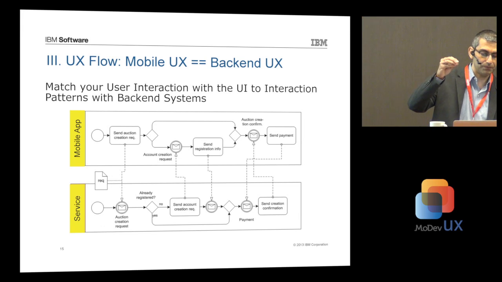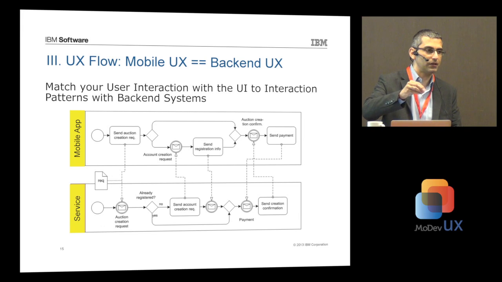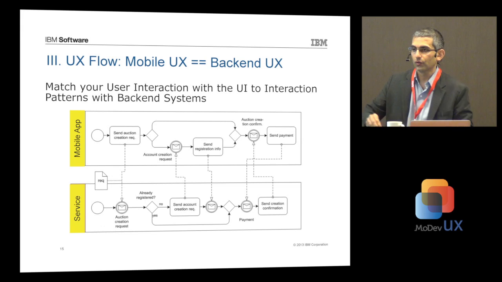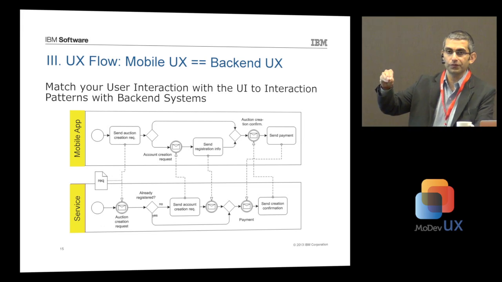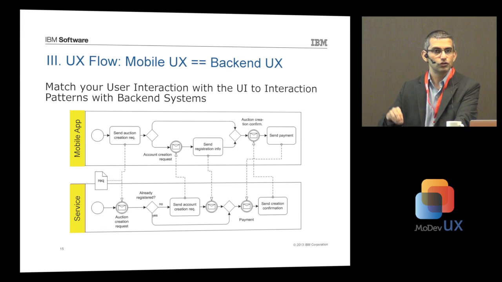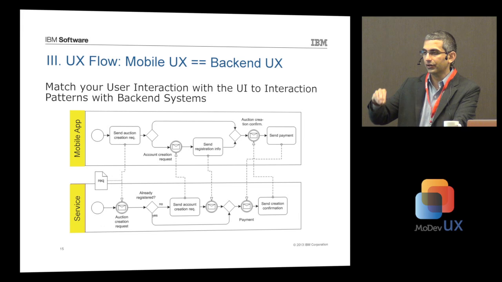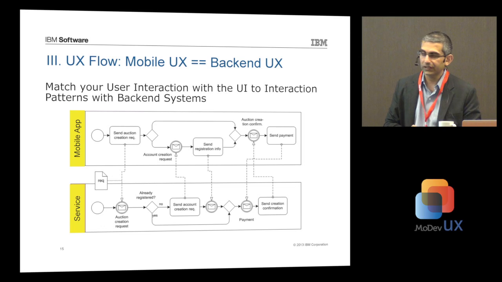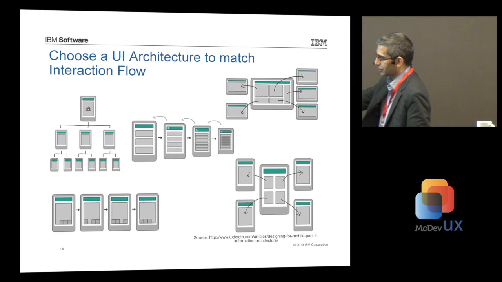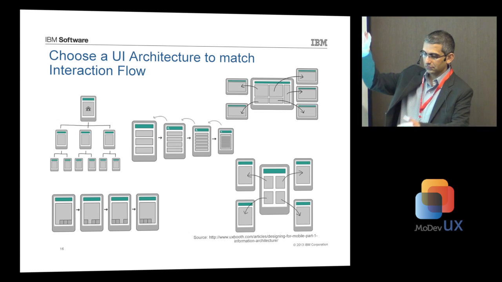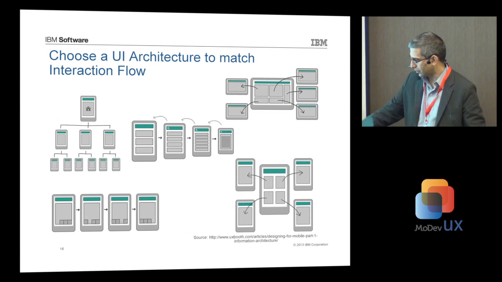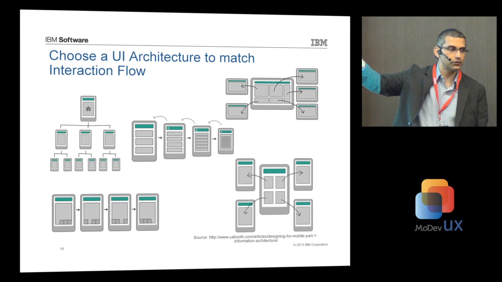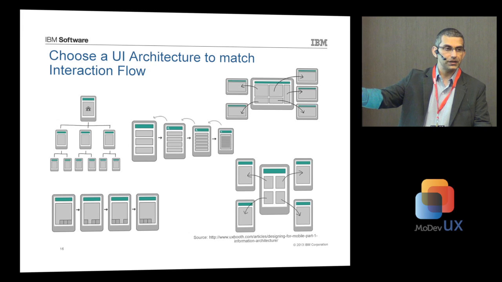But so the place to start for good user experience in a mobile app is to look at all the use cases which your users do with your backend system, which you want them to be able to perform using a mobile application. Those use cases will map and create the flow through your user experience. The next thing you need to decide with that is to choose a UI architecture. And there's a very great article, a blog post, on this website, UX Booth.